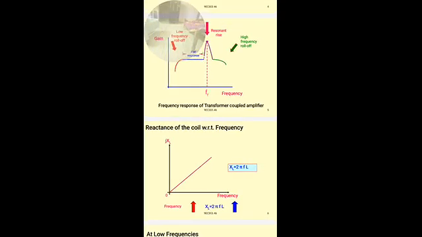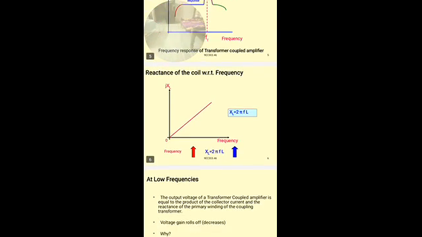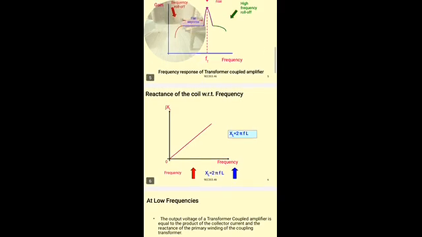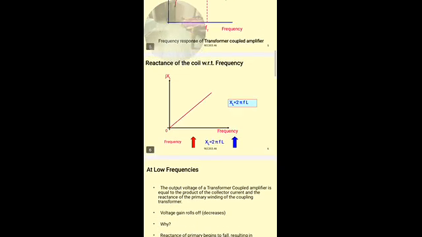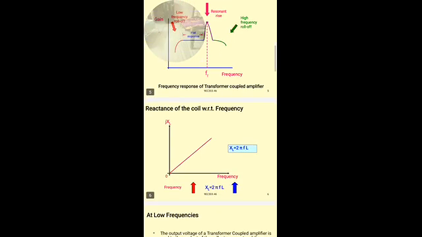You know the reactance of the coil with respect to frequency, we have the relation XL is equal to 2 pi FL. So frequency is directly related to the inductive reactance. When the frequency is increasing, the inductive reactance also increases. The frequency response of a transformer coupled amplifier is the plot showing the variation of the gain with the frequency of the input signal.